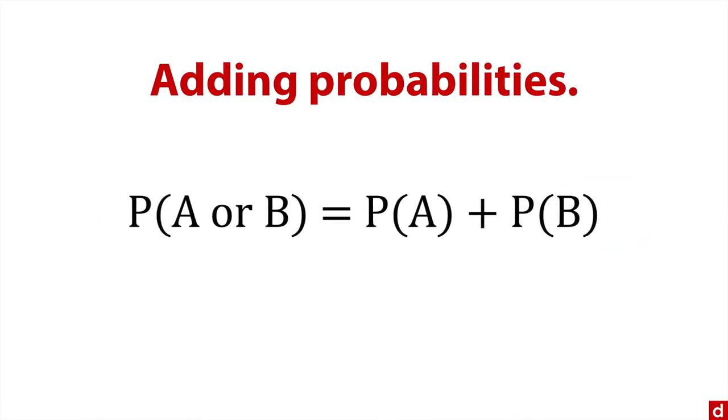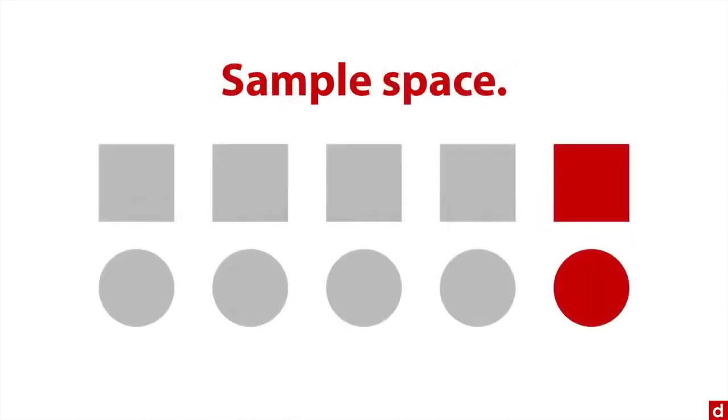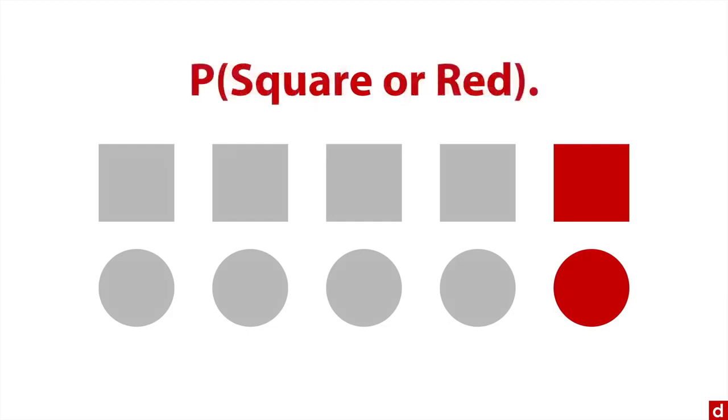But let's take a really easy example of this. I've created my super simple sample space. I have 10 shapes. I got 5 squares on the top, 5 circles on the bottom. I've got a couple of red shapes on the right side. Let's say we want to find the probability of a square or a red shape. So we are adding the probabilities, but we have to adjust for the overlap between the two.